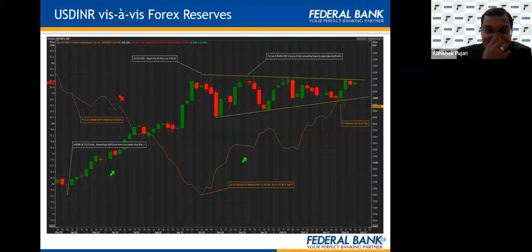Now this is our champ, USD INR against FX reserves. This one is quite interesting. Over here, this is a 1-year chart, and what we can see is as the financial year 22-23 began, dollar rupee was trading around 75.25 levels, and we were having FX reserves of around 606 billion during that particular period.